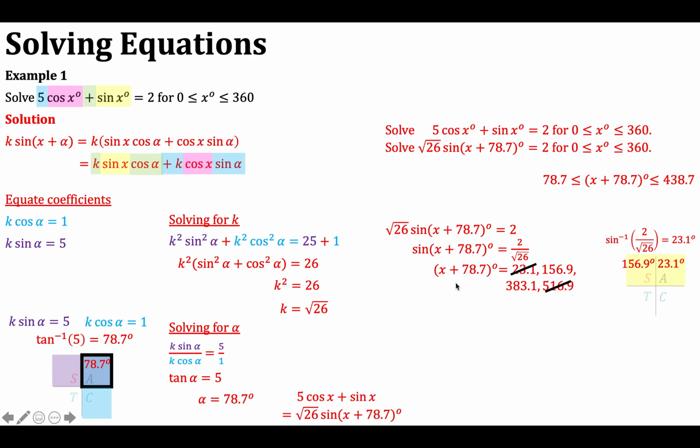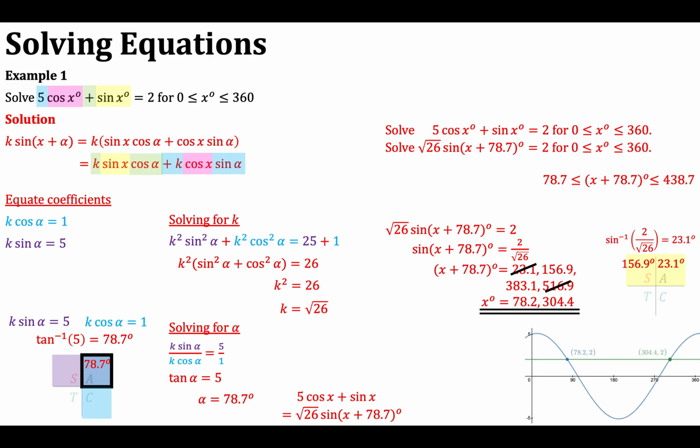I can now solve for x, so I can subtract 78.7 from both sides of the equation to get x being equal to 78.2 and 304.4. And those are my final answers.